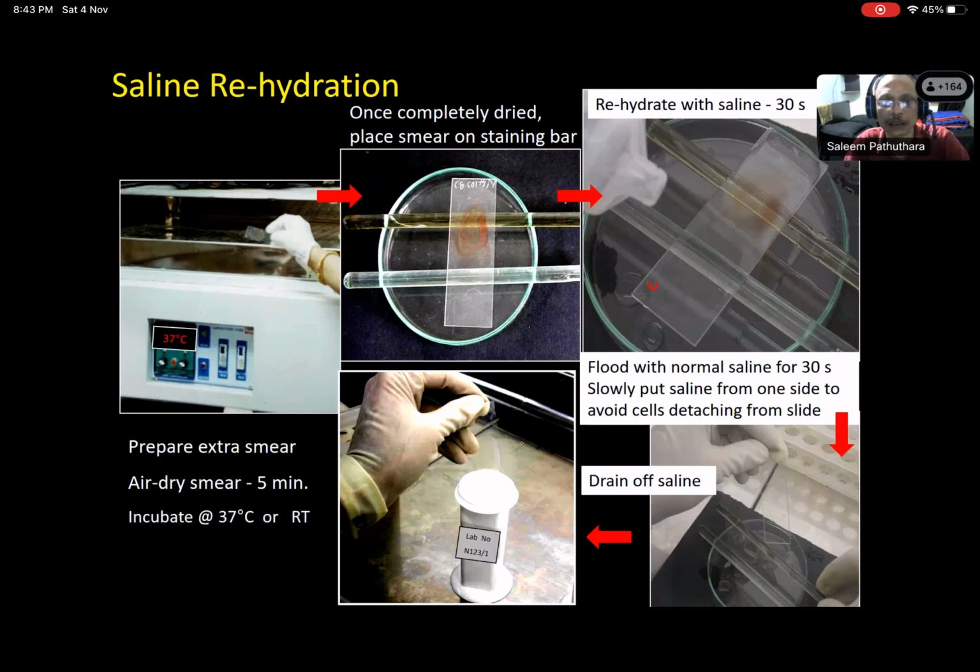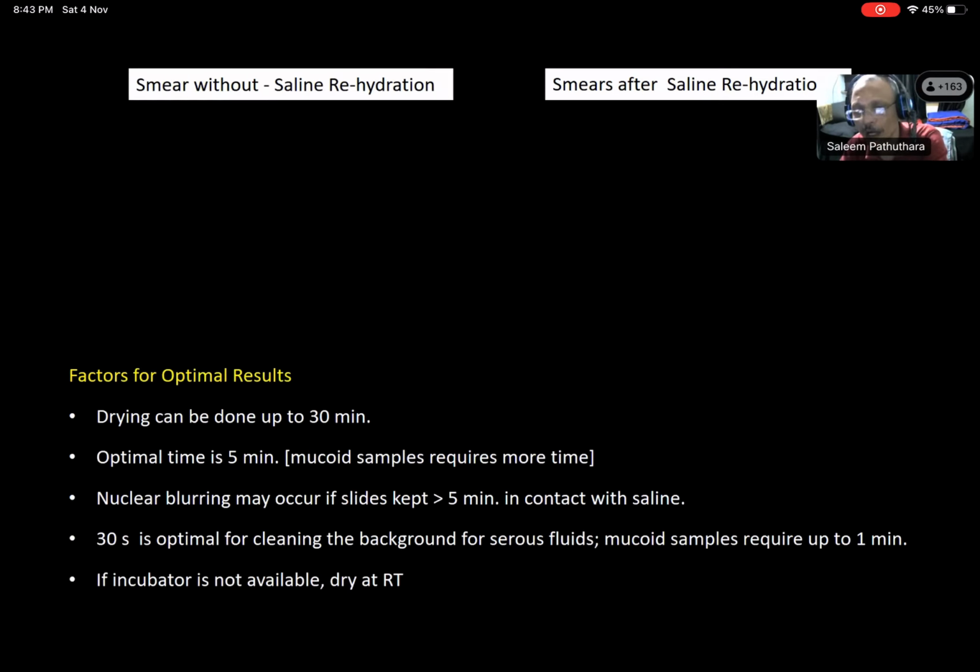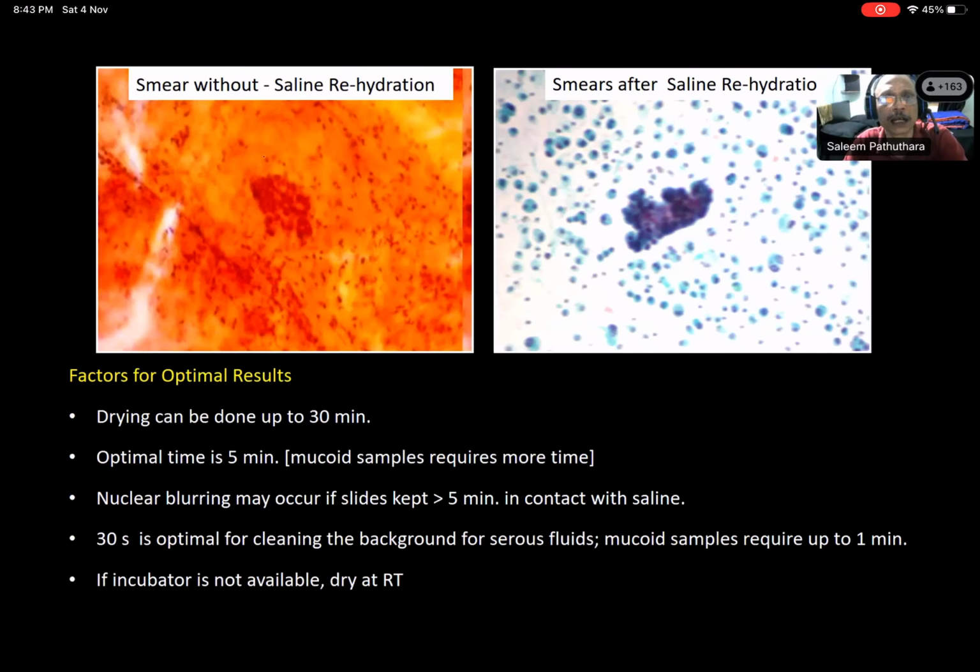What we can see is that all the RBCs are lysed, and it is coming out of the smear. So this is the example where you can see a smear without saline rehydration, where you can see a lot of RBCs. There is a cluster. We cannot identify the cellular morphology. We don't know whether it is malignant or normal. Once RBCs have been removed from the smear, we can see a clear morphology.